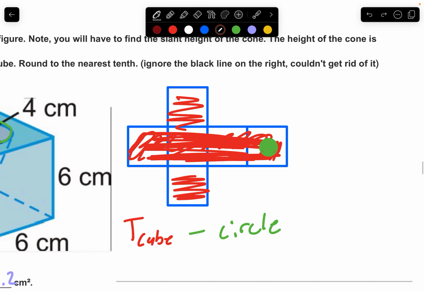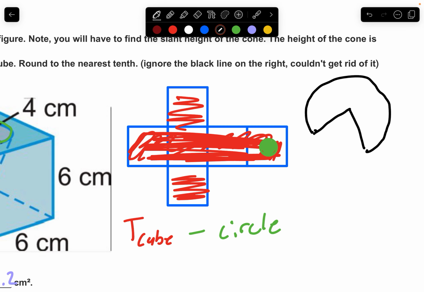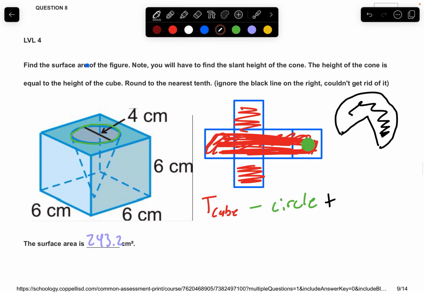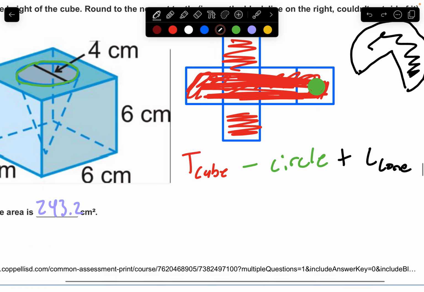Now, the lateral of a cone, it looks funky. It looks kind of like this. So then I have to add that. I need all of this. That's the lateral part of a cone. It has no base, right? Again, that cone does not have a base. But if I said to paint this object, you would have to paint that inside wall or that inside lateral. So this is my plan.